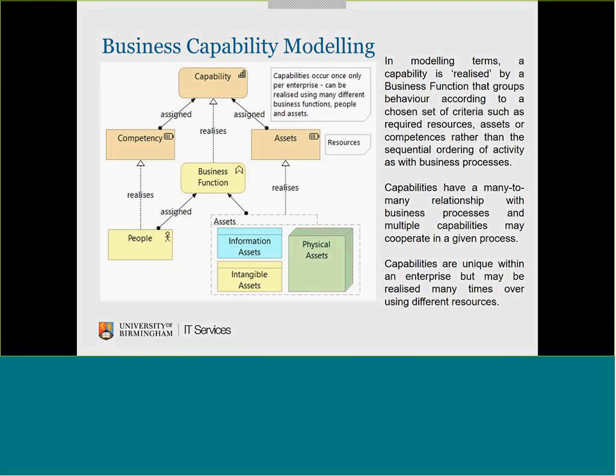My interpretation of business capability modeling, I think it's a pretty standard approach. Version 3 of ArchiMate now includes capabilities and assets. The idea is that a capability exists only once, but it can be realized over and over again many different times with different people. An example would be research. There are lots of people at the university that do research. It happens in colleges, it happens in institutes.